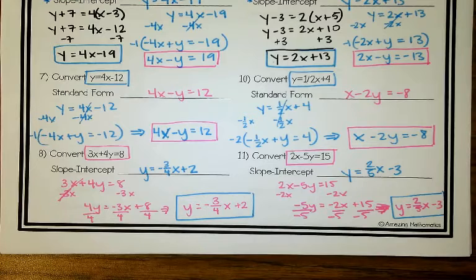So we subtracted the 2x from both sides. We got negative 5y equals negative 2x plus 15. Divided everything by negative 5. And then negative 2 over negative 5 made it a positive 2/5. And the 15 divided by negative 5 made it a negative 3. So great catch there. That was an excellent job.